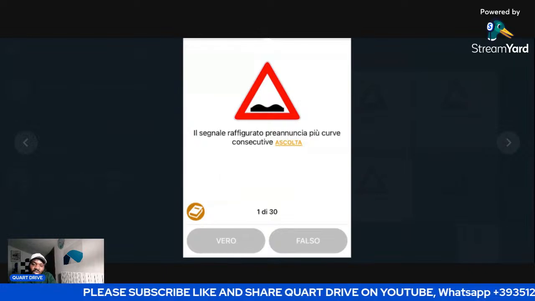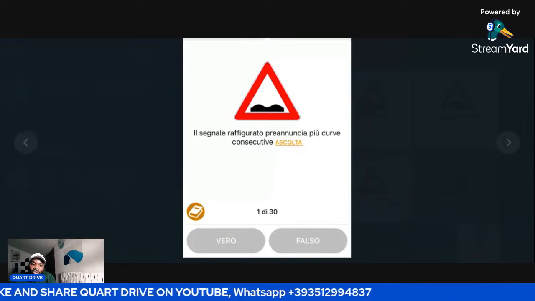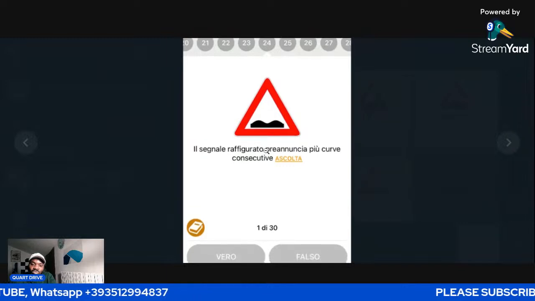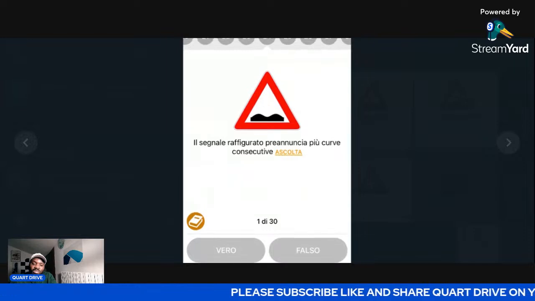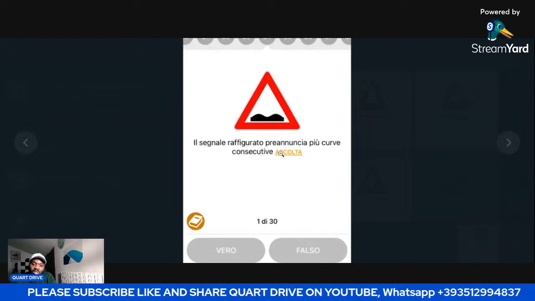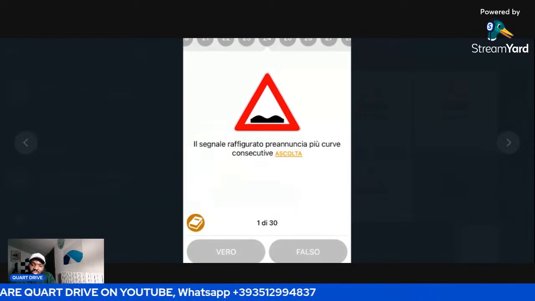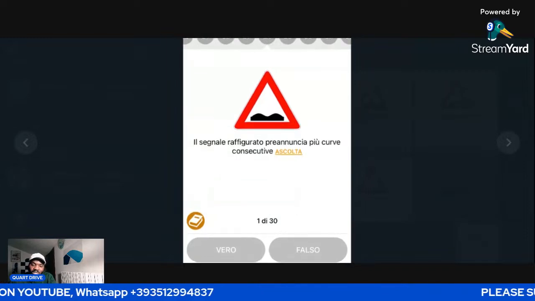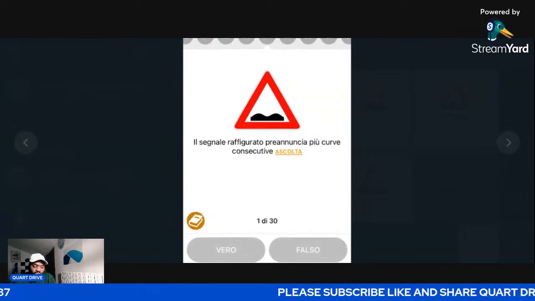Il segnale raffigurato preannuncia più curve consecutive. Sì. Il segnale raffigurato preannuncia più curve consecutive, like più curve. This one is false. This one is segnale di strada deformata. It is not curve, it's segnale di strada deformata. So this one is falso.